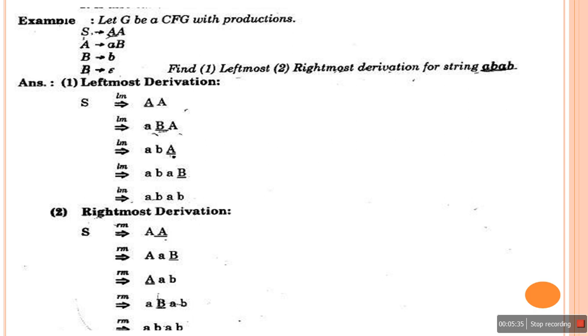The leftmost A is replaced by AB. Now we'll get ABA. Now B is replaced by small b, terminal node b. Now A is again replaced by AB, where A is the terminal node and B is the non-terminal node. This B is again replaced by null. So we'll get AB.